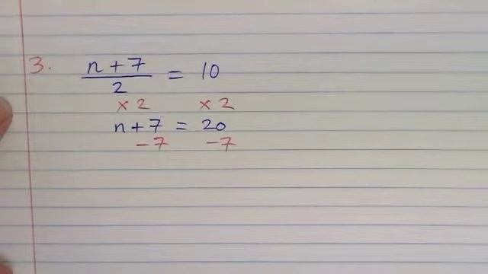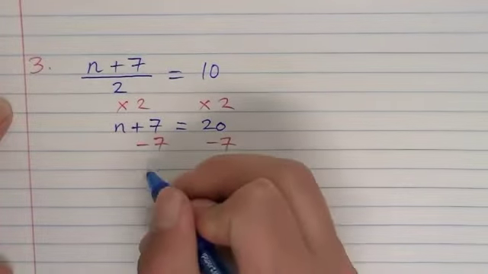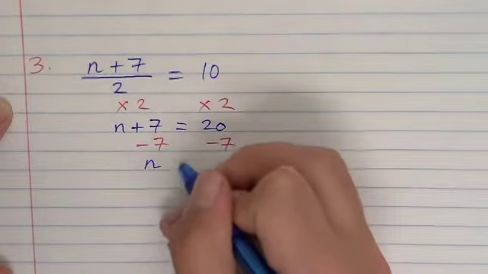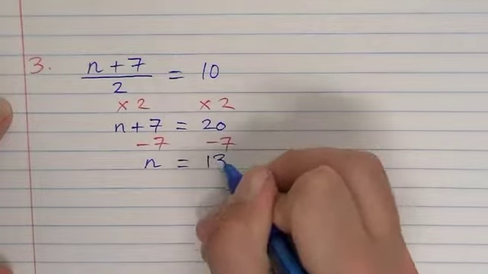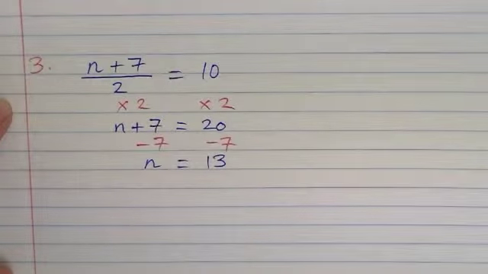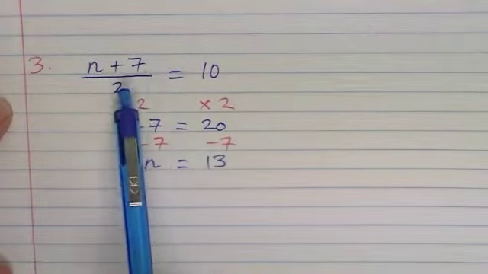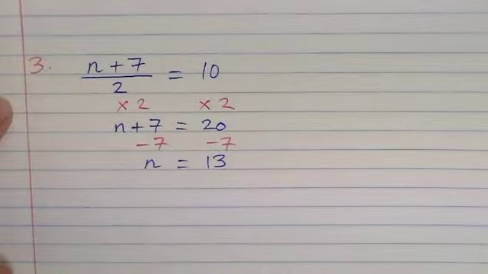I hope you're getting the hang of this by now. Just equals n, because plus 7 take away 7 cancel out. And then we've got 13. Okay, because 20 take away 7 is 13. Let's put this back into our original equation and see if it works. 13 plus 7, which is 20, divided by 2 equals 10. Yep, that works. Great. So we'll try one more two-step equation.